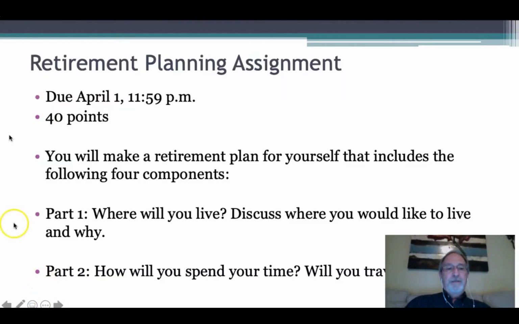Before we talk about this content specifically, I wanted to go ahead and introduce to you the idea of the retirement planning assignment that's going to be due next week. It's a fairly large assignment, due 40 points, and these are the instructions, and it's actually going to be taking about 4 slides to cover them. But basically, you're going to be making a retirement plan for yourself, and it's going to include 4 different parts.